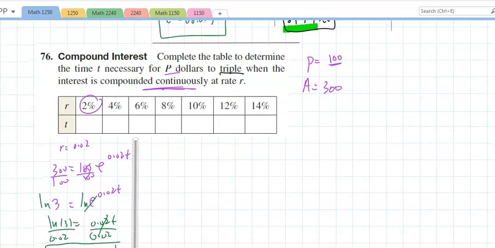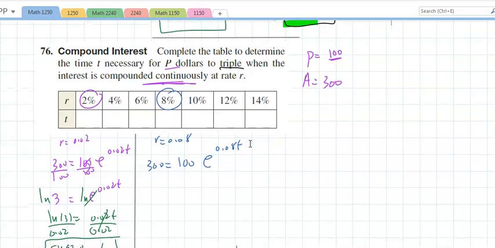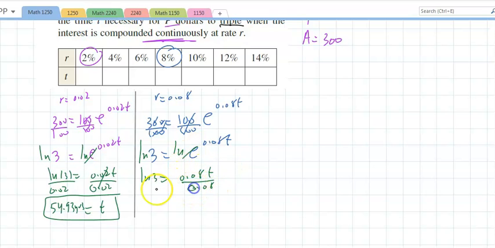What if I pick 8%? R equals 0.08. Well, what's going to change? 300 is going to equal 100 e to the 0.08t. If they increase from 2% to 8%, isolate the exponential function by itself. Did I say trig again? You guys, I'm so sorry. 3 equals e to the 0.08t. I meant log function. Log both sides. Ln of 3 equals 0.08t. Divide by 0.08.